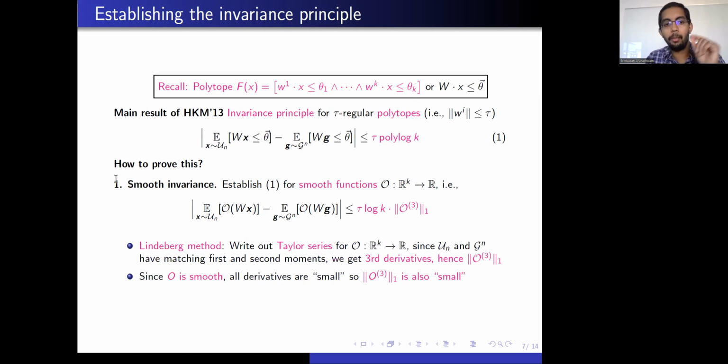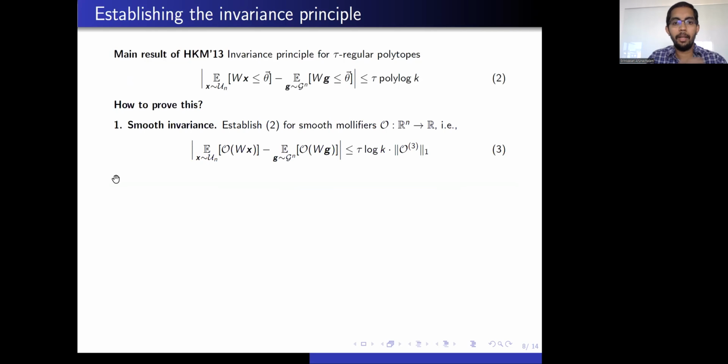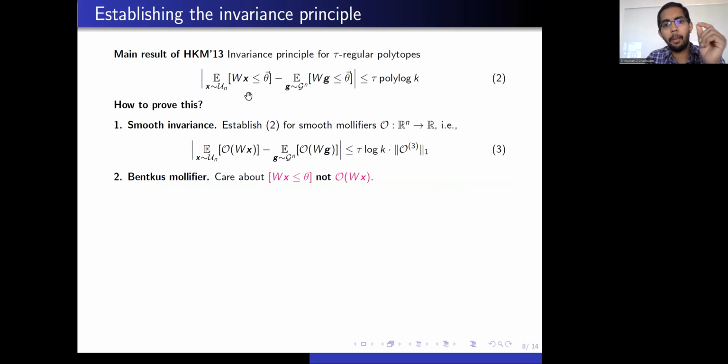For a smooth function, we can prove an invariance principle. So this is what we have established so far, equation 3, and equation 2 is what we want. The next thing they observed is, as I said, we care about this indicator function Wx at most theta, not O applied to Wx.